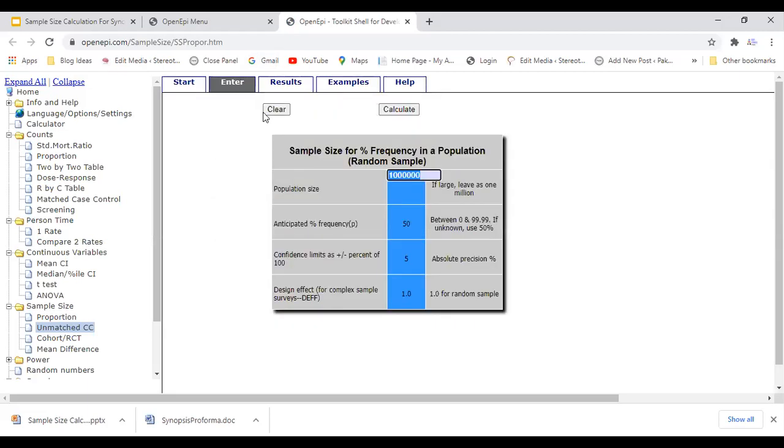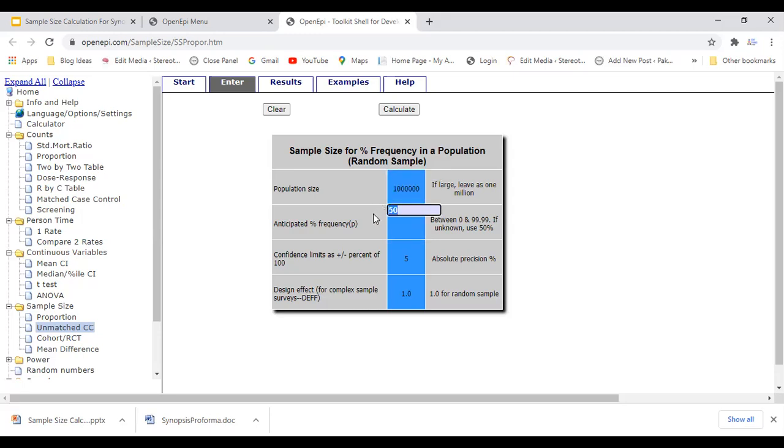So here you enter population size. If your population size is large, leave it at 1 million, but you can input the accurate population size. For example, if we want to see a particular frequency of a particular disease in Pakistan, I'll input the population of Pakistan, that is 220 million, but let's put it at 1 million. This is 1 million, and let's say that we are studying it in a big city of Pakistan.